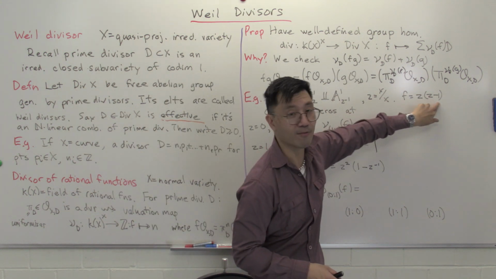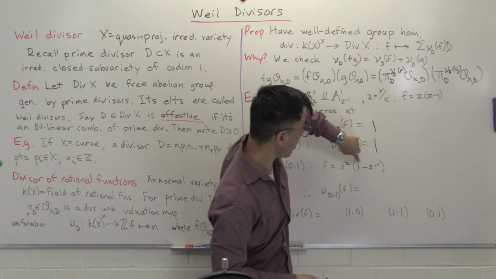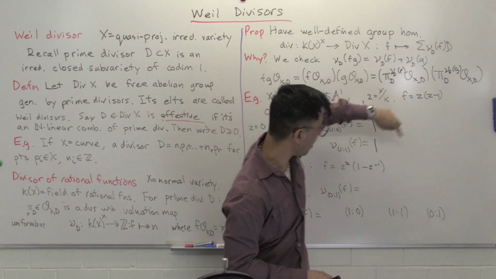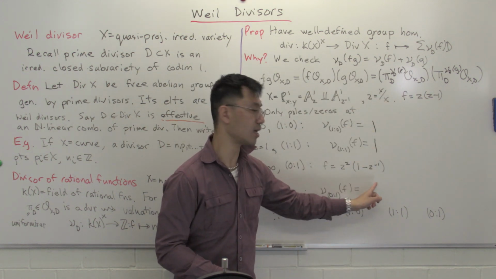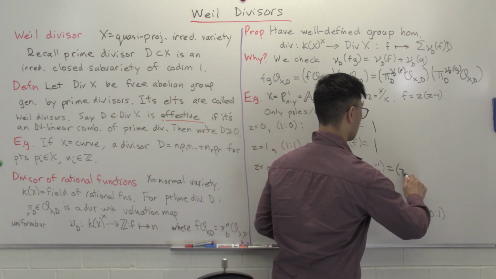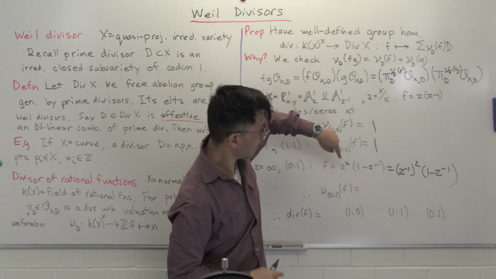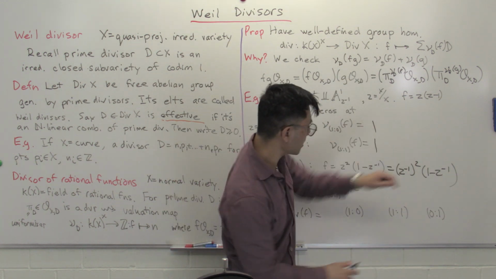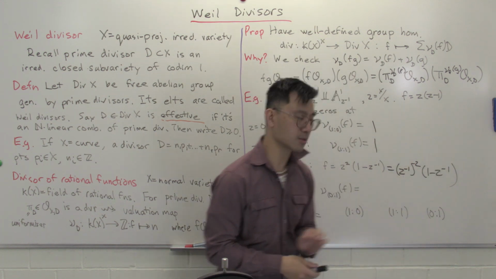Firstly, I'll pull out a factor of Z squared from here. If I pull out Z squared, the first term gives me a 1, and from the Z here, minus Z, I'll get a minus Z inverse. So this part is written in terms of Z inverse. I need to write the factor in terms of Z inverse as well, so this is Z inverse to the minus 2 times 1 minus Z inverse.